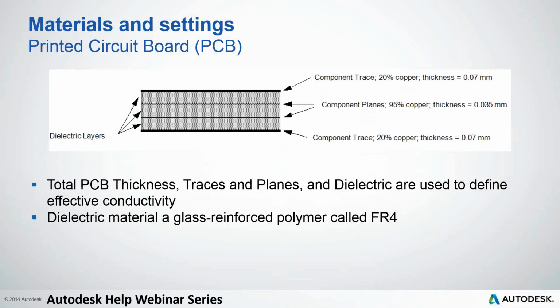Here's just a little schematic. It's actually from the help documentation, and it just helps show you the different layers. On top, we have the top trace, with its percent copper and thickness, just to get conductivity, and then you have your dielectric layers, and so on. So most of the time, the dielectric material is FR4, but it can be changed to really anything you want.